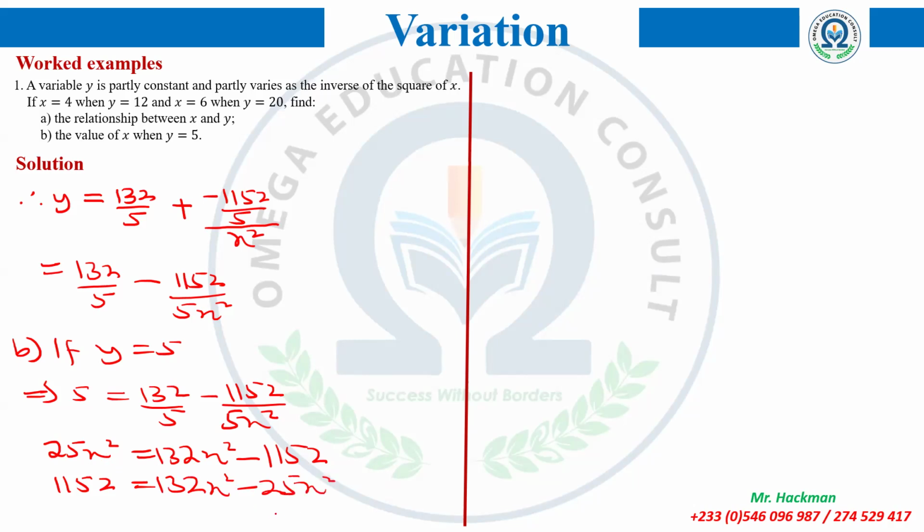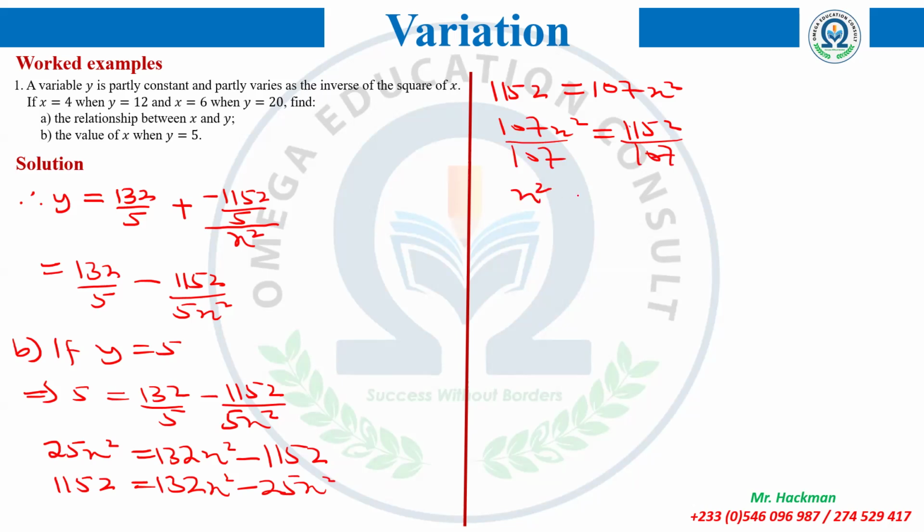But I've told you, you can always do this mentally. So ideally, we are supposed to move from this step to the one that I'm going to write. So 1152 is equal to, here I'm waiting for the difference. 132 minus 25. 107. Very good. x squared. So we write it again before we divide. 107 x squared, over 1152, all over 107, all over 107.